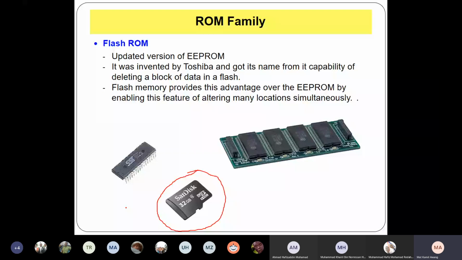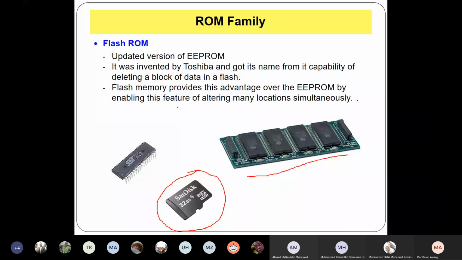It is an updated version of EEPROM. It was invented by Toshiba and got its name from its capability of deleting a block of data in a flash. Flash memory provides this advantage over the EEPROM by enabling the altering of many locations simultaneously. So this is EEPROM, flash ROM. This is also flash ROM. This is also flash ROM. These are examples of flash ROMs.